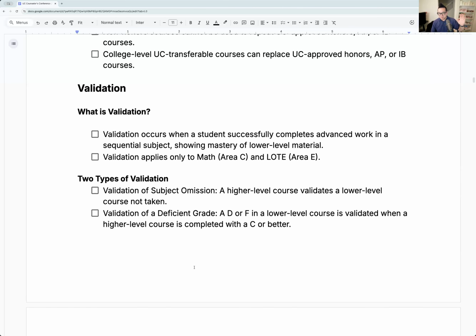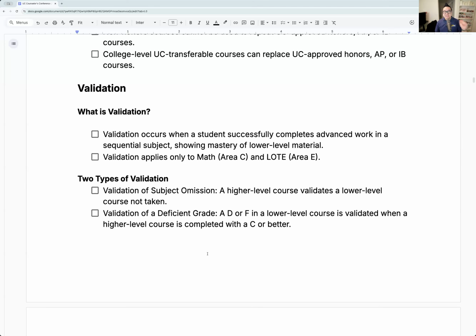Validation. I used the word a few times and I didn't define it, my apologies. Validation means if you pass a future class, it can give you credit for an older class. The first type is omission, meaning if you skip a class. Let's say you didn't take Spanish 1, but you took Spanish 2 and passed it. By passing Spanish 2, you automatically get credit for Spanish 1.